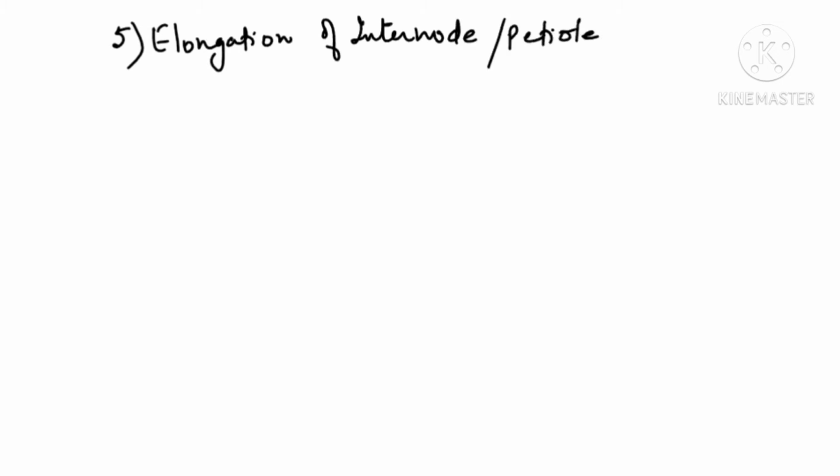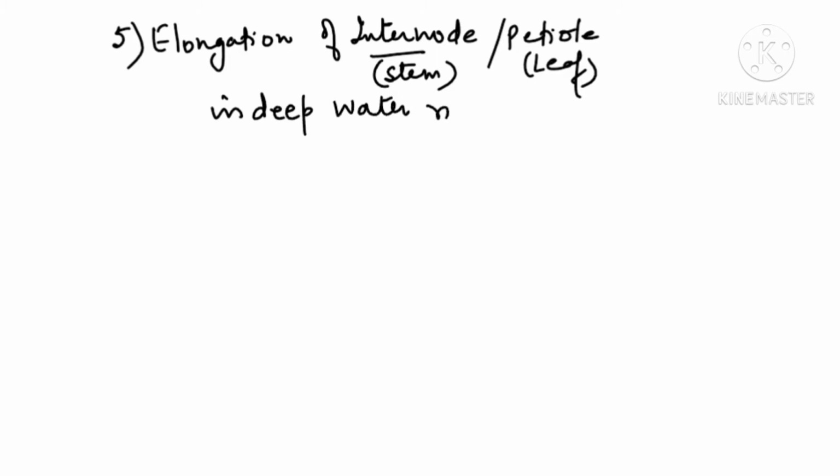Now it is responsible for elongation of the stem, elongation of internode or petiole. Internode means stem part and petiole, you know, leaf part. So elongation of this in deep water rice plant. Now again important question area, please focus.